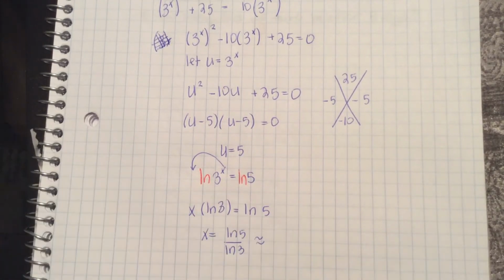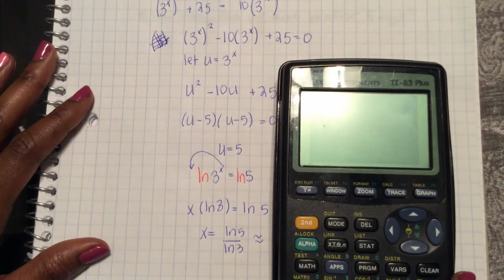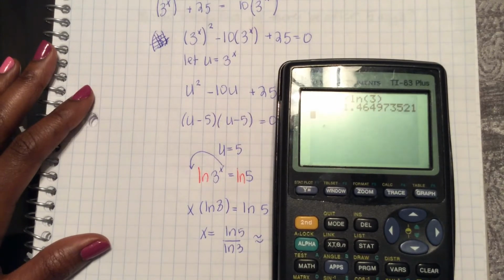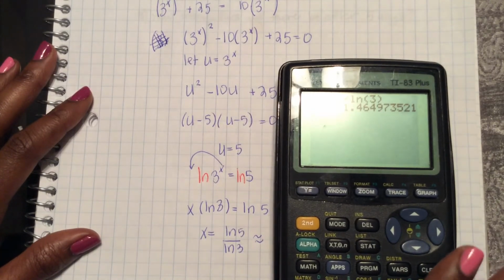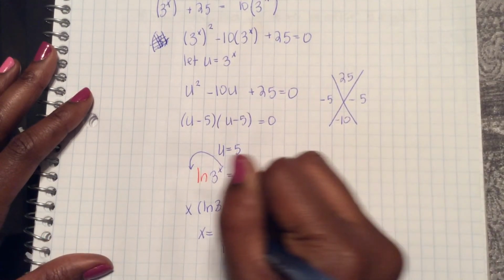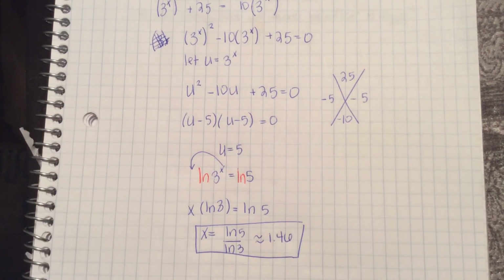Now notice I wait until I have isolated x until I plug in for my decimal approximation. ln 5 divided by ln 3 is approximately 1.46. So keep this in mind. Sometimes we have quadratic exponential equations.